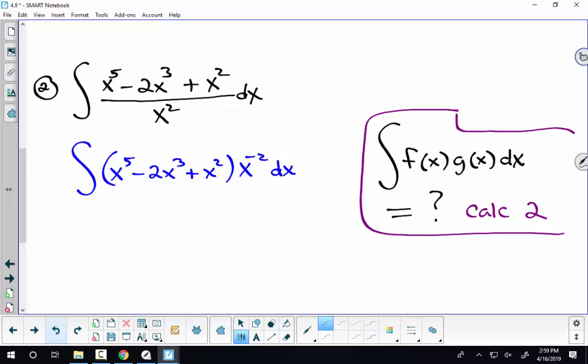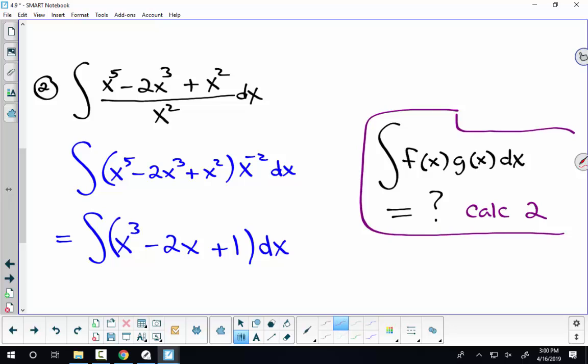Same thing with a quotient. You can't take the antiderivative of a quotient. You have to simplify it first. So then we're just distributing the x to the minus 2 in. So we have x cubed minus 2x plus 1. Now we're just dealing with the antiderivative of a bunch of things added or subtracted together. So honestly, you will not see products of functions or quotients of functions unless it's meant for you to simplify it first.